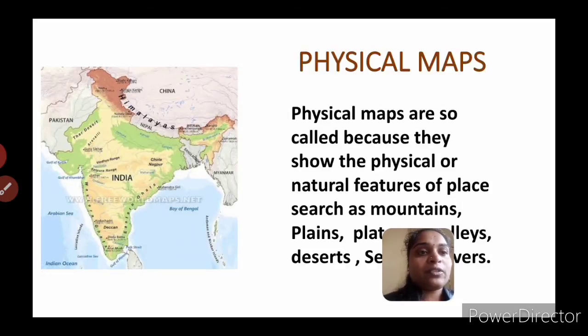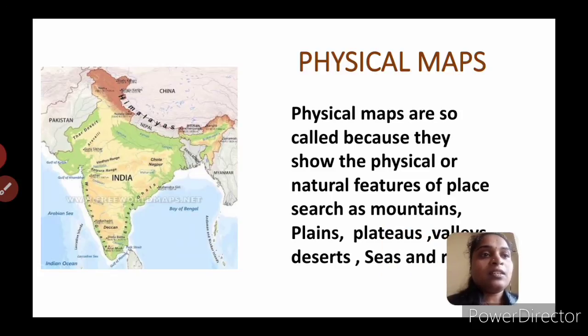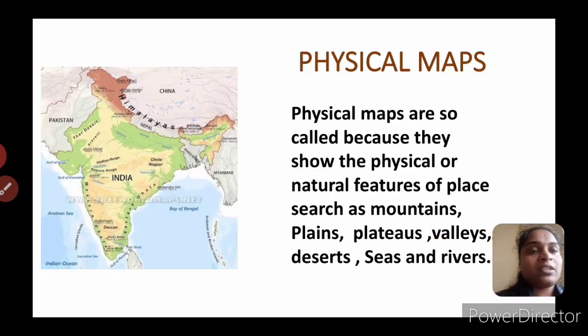Now here we are going to understand about the physical maps. Before, we discussed the political map, now we are going to understand the physical map. What exactly is a physical map? Physical maps are so called because they show the physical or natural features of places such as mountains, plains, plateaus, valleys, deserts, seas, and rivers.